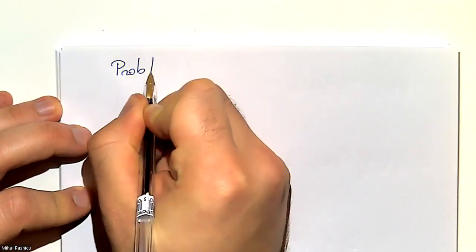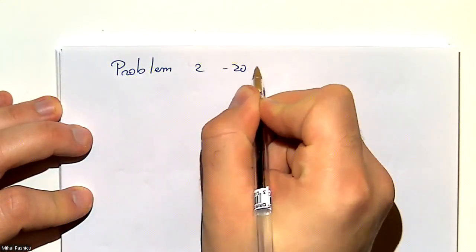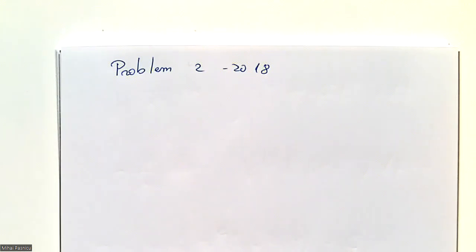Now, next problem is problem 2 from 2018. We go to 2018 now. Oh, was that the ugly one? Good. Oh, okay. Here, this one. Yep, it's this one. Okay. Awesome. So excited. Let's do this.